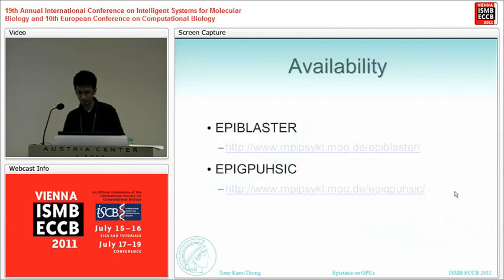And availability: the two software packages are freely available to download at these sites, and the third one is coming up too.